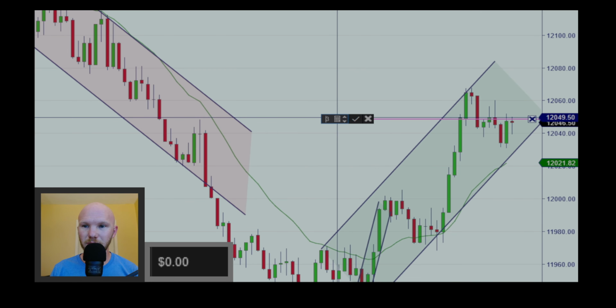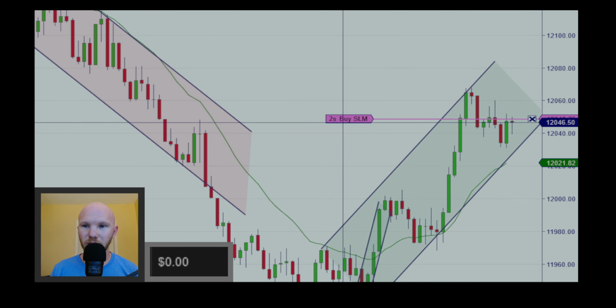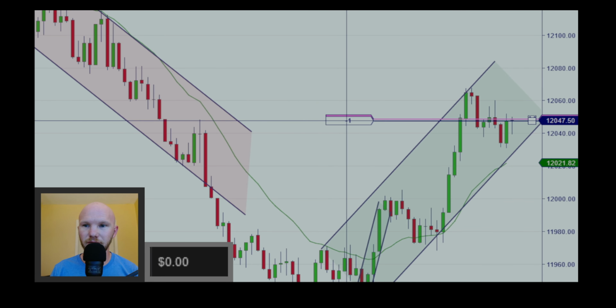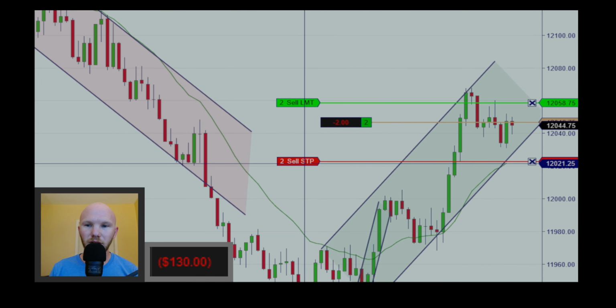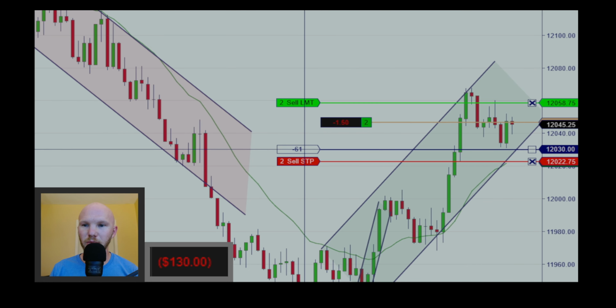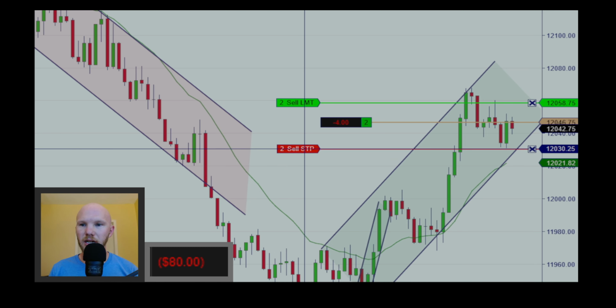Okay, I'm going to sneak my order back here, try to get a better fill. I like that right there. I think I can get a little bit more. Perfect. Okay, we are long. I'm going to put my stop one tick below our signal bar. We'll see how this plays out.